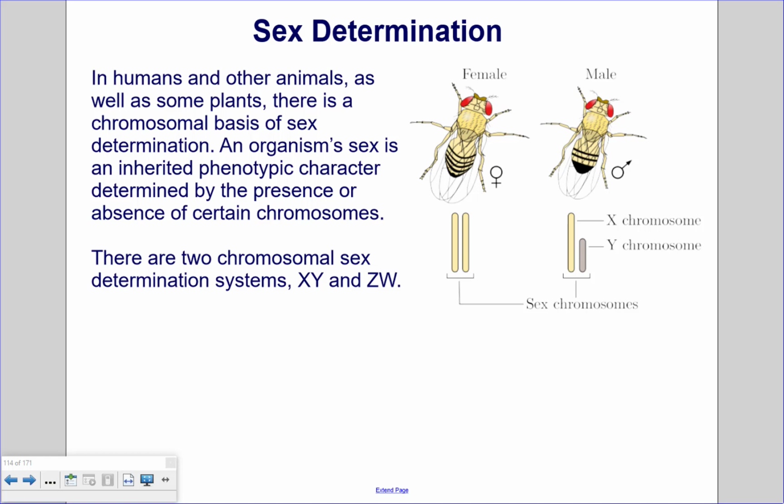In the case of these Drosophila flies, the female, on the left, has two X chromosomes, and the male, on the right, just has one X chromosome and one Y chromosome. So this Y chromosome is what makes the male different from the female.